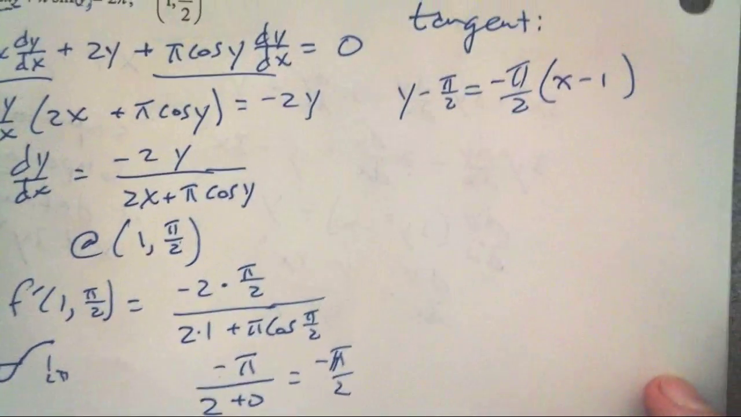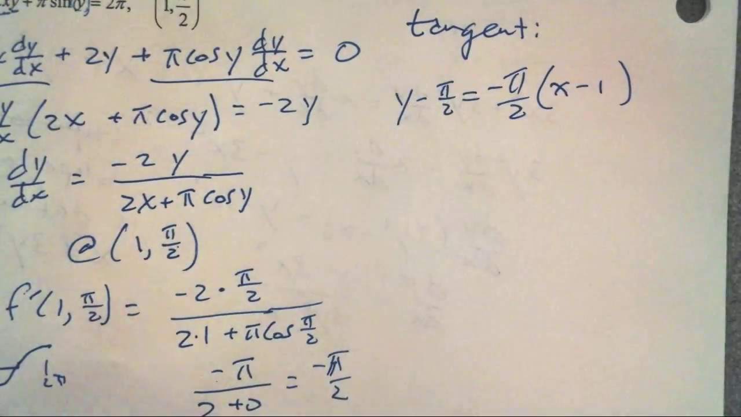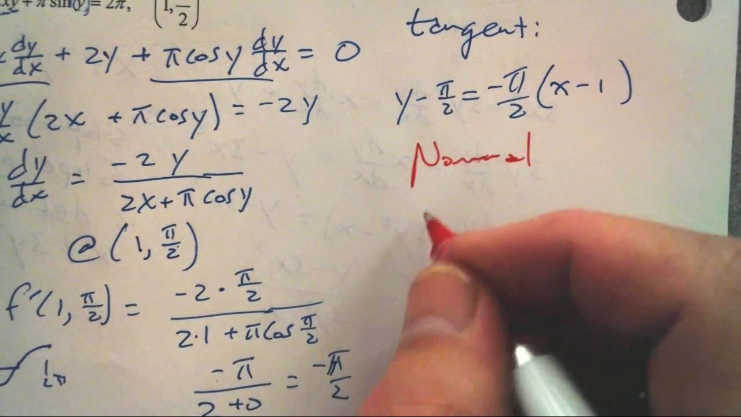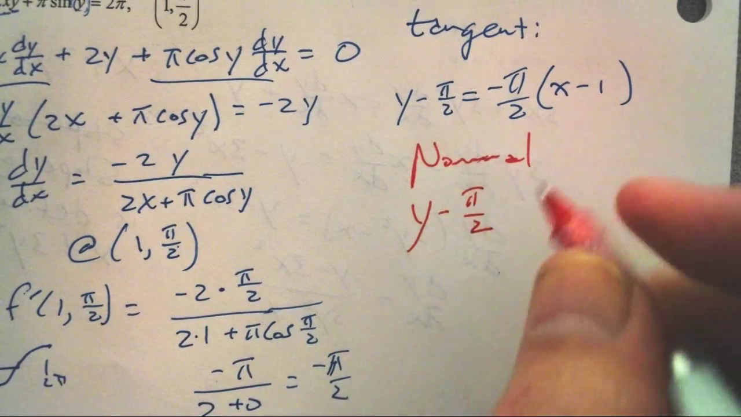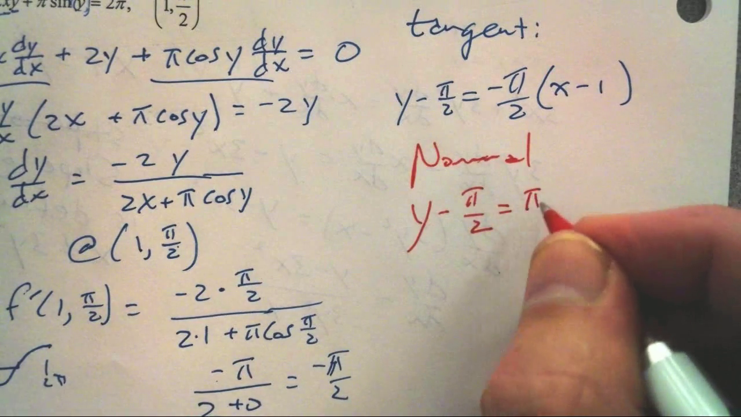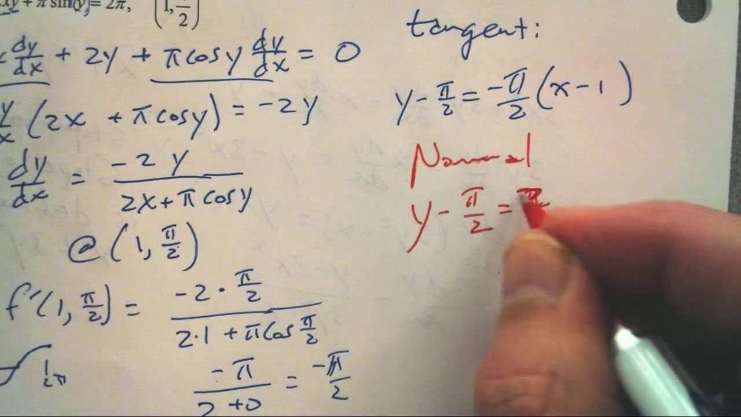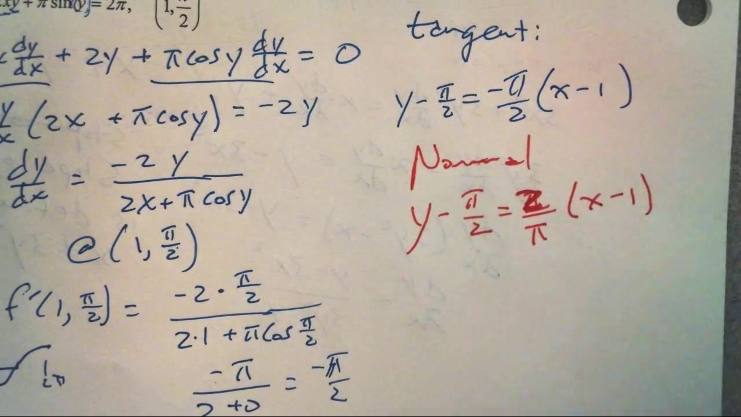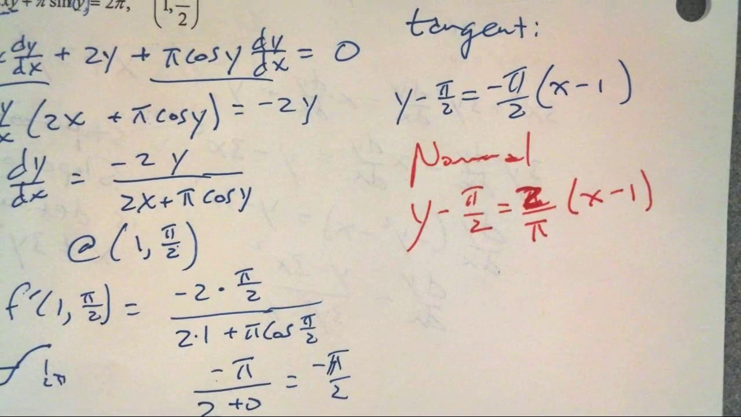Therefore, our normal line, there's our slope, negative pi/2. So our normal line would be y minus pi/2 equals positive 2/pi times x minus 1. So there you have it.